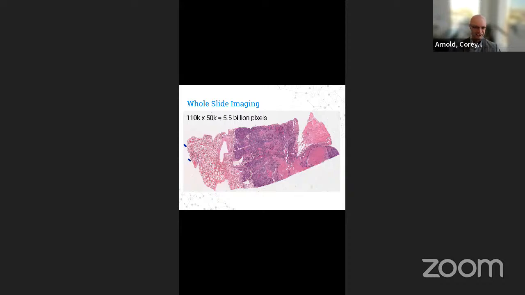pathology data. This is a long wedge resection. Thankfully, it's not mine, although I feel like it could be the last few days.